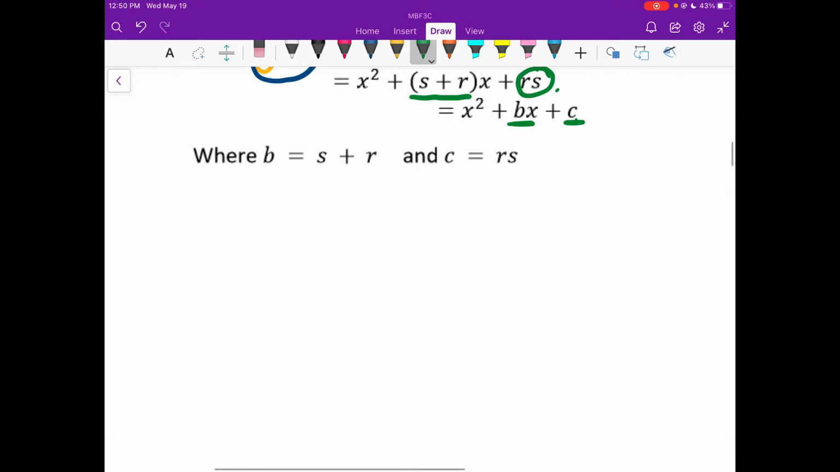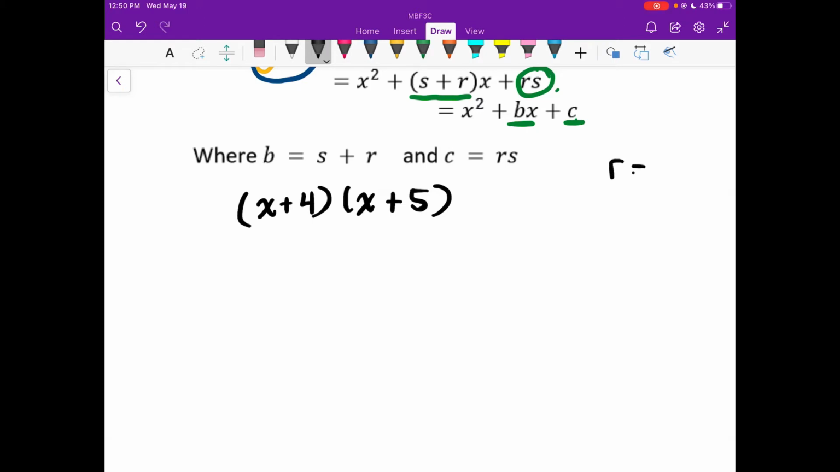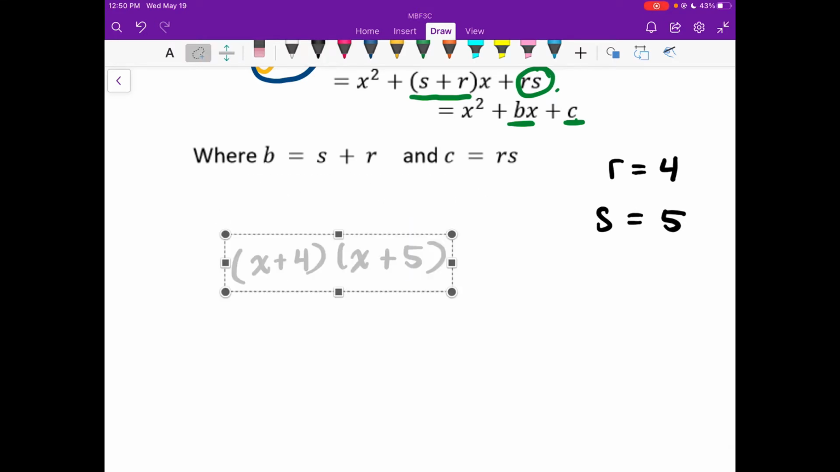We're going to do an example together, which is going to be, let's say I picked x plus 4 and then x plus 5. So I picked these two terms. My r value is going to be 4. My s value here is 5. Let's expand these out. So I'm just going to move them down a little so that we can actually do the expansion.